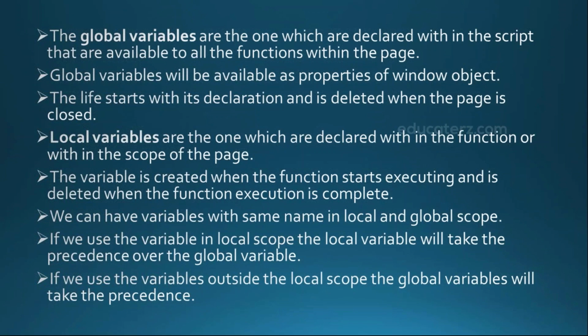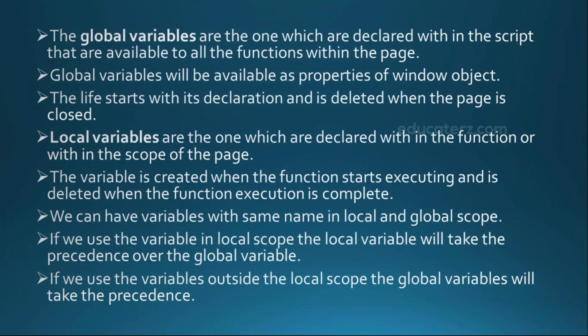We can also have variables with the same name in local and global scope. Let's say I can have a name like sample in the global scope as well as in the local scope. If you use the variable in local scope, the local variable will take precedence over the global scope. And if you use the variable outside the local scope, the global variable will take precedence.